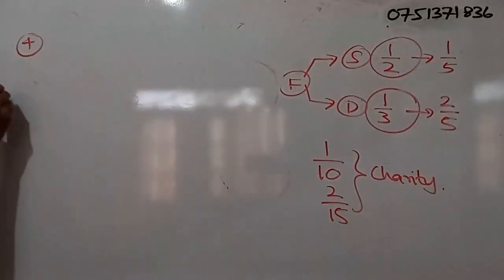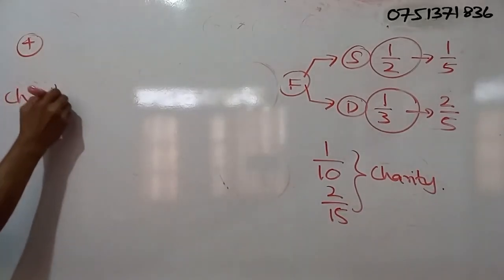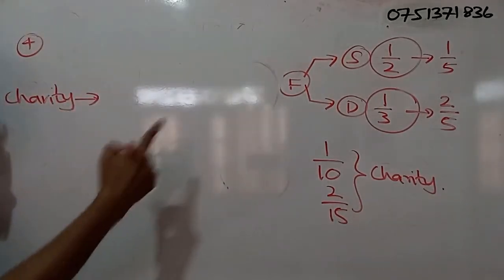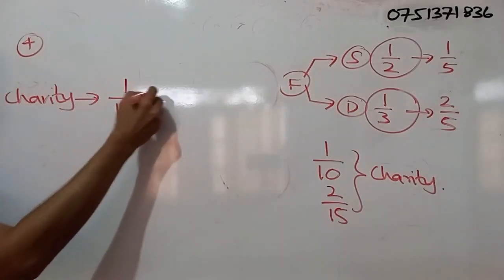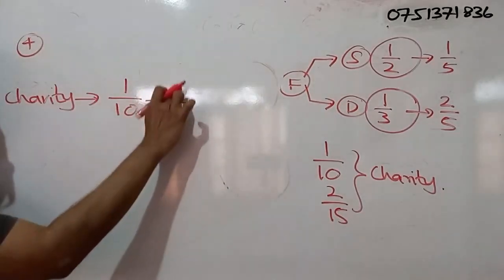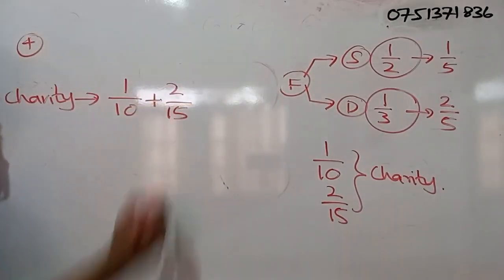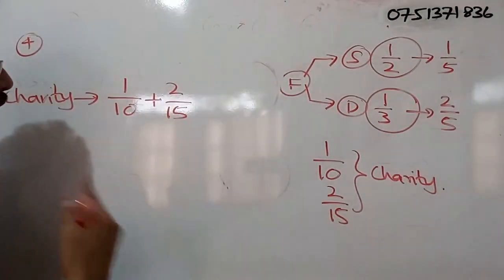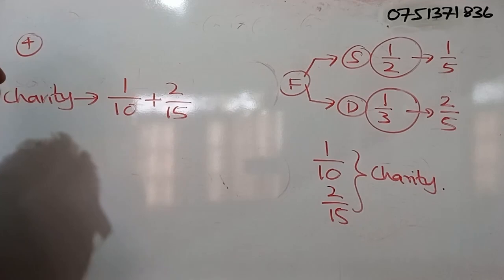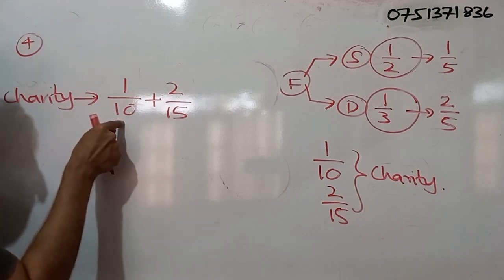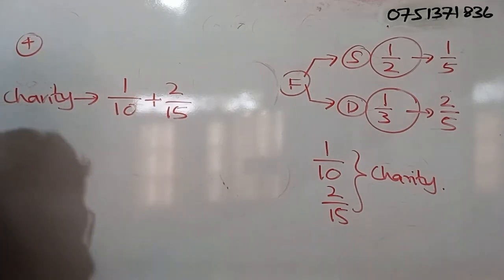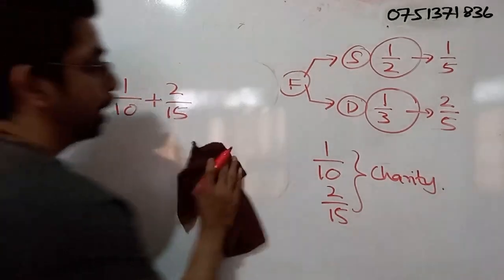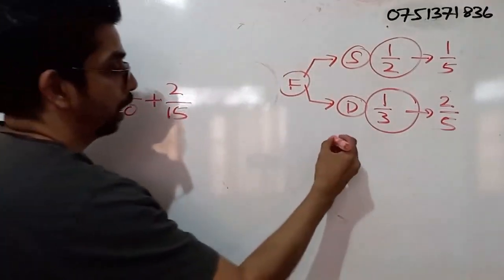Charity. So how can we find the total amount? 1 by 10 plus 2 by 15. The denominators are not the same, so we have to calculate a common denominator. Here the denominator is 10, here the denominator is 15. So what is the least common denominator? 30.